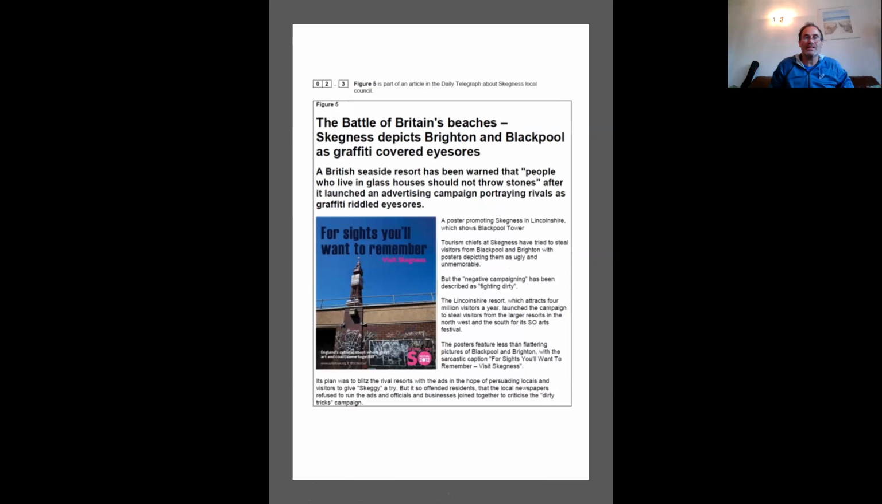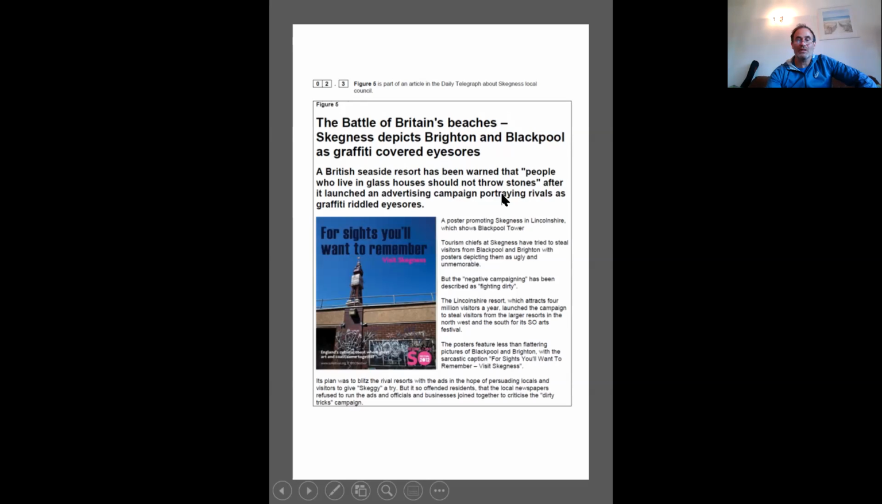So the next one, and you can see we've got another text-based source here. And this one here is about Skegness. A seaside resort. Bristol's a seaside resort and Blackpool's a seaside resort. But if you look here, we have a headline, and it's a battle. No, not a real battle, like a battle of propaganda, promotion, advertising. And what they're saying here, Skegness has really, when it says depict, has put down Brighton and Blackpool as not very attractive area. That's a bold statement.